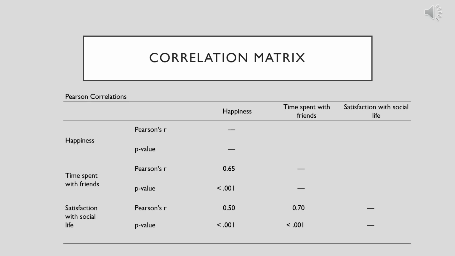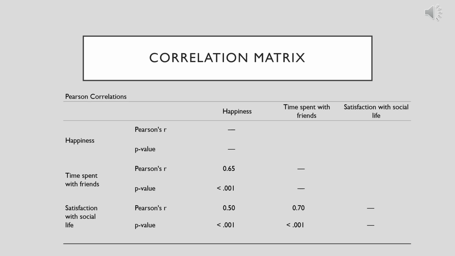Instead, in that happiness column, you can go 1 row lower. Now you're talking about time spent with friends and happiness. What's the correlation coefficient for that? 0.65. And is that a significant correlation? Well, the p-value right under it is less than 0.001. That's a lot less than 0.05. So yes, that is a significant relationship between happiness and time spent with friends.